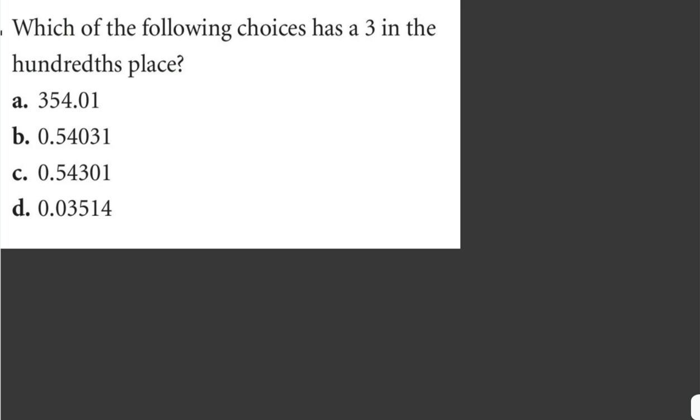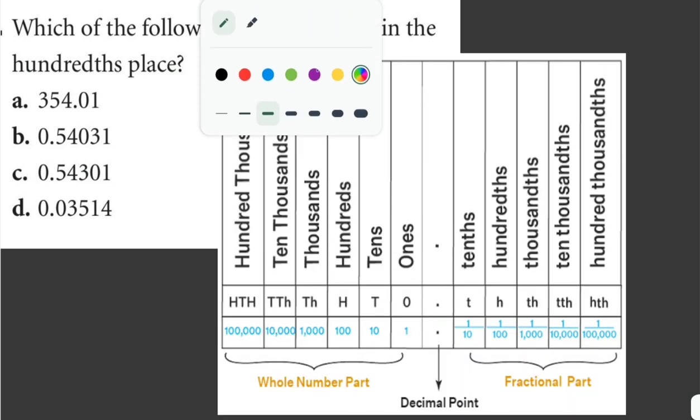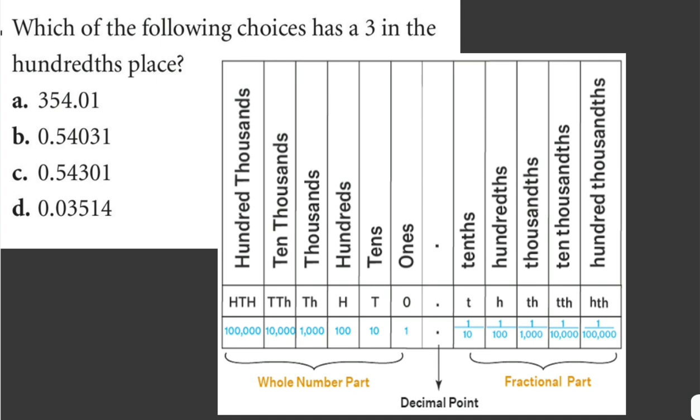Which of the following choices has a 3 in the hundredths place? Now let's take a look at the chart again. So the numbers to the left before the decimal, the first digit is ones, then tens, hundreds, thousands, and so on. And the digits after the decimal point to the right, the first digit would be tenths, hundredths, thousandths, ten-thousandths, and so on. Which of the choices here has 3 in the hundredths place?